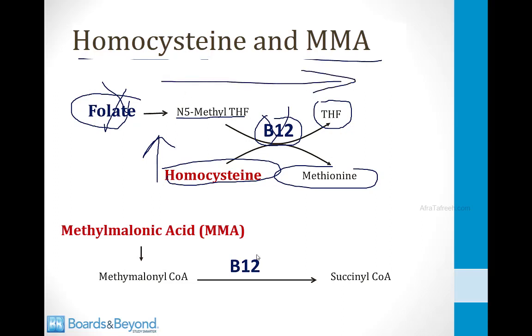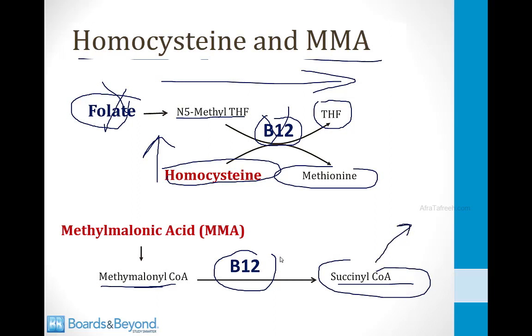In addition to this function, B12 serves another function of converting methylmalonyl-CoA into succinyl-CoA. When you consume fatty acids that have an odd number of carbons, like 9 or 11 or 13, those fatty acids will get converted into methylmalonic acid and then methylmalonyl-CoA and then succinyl-CoA so that they can go into the TCA cycle. And vitamin B12 carries out this function for cells.